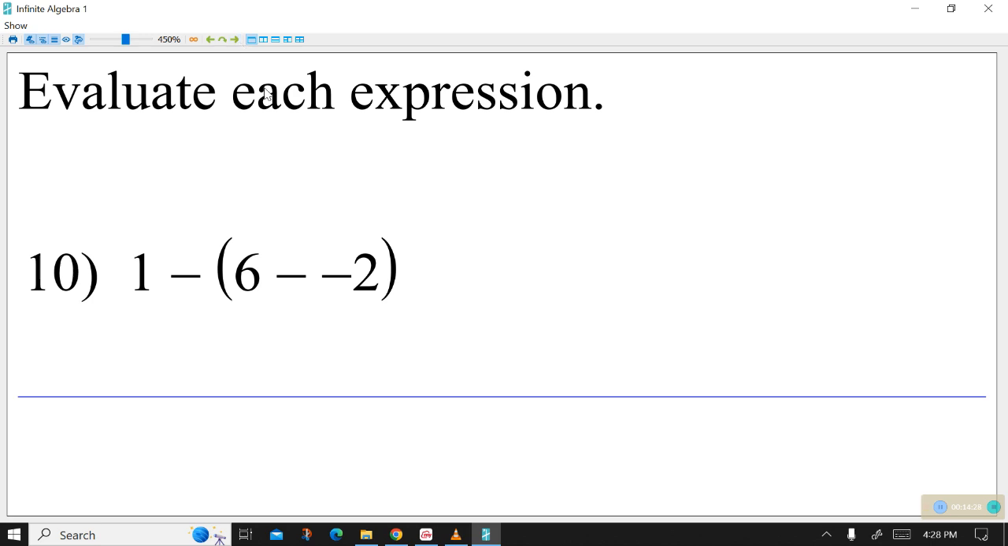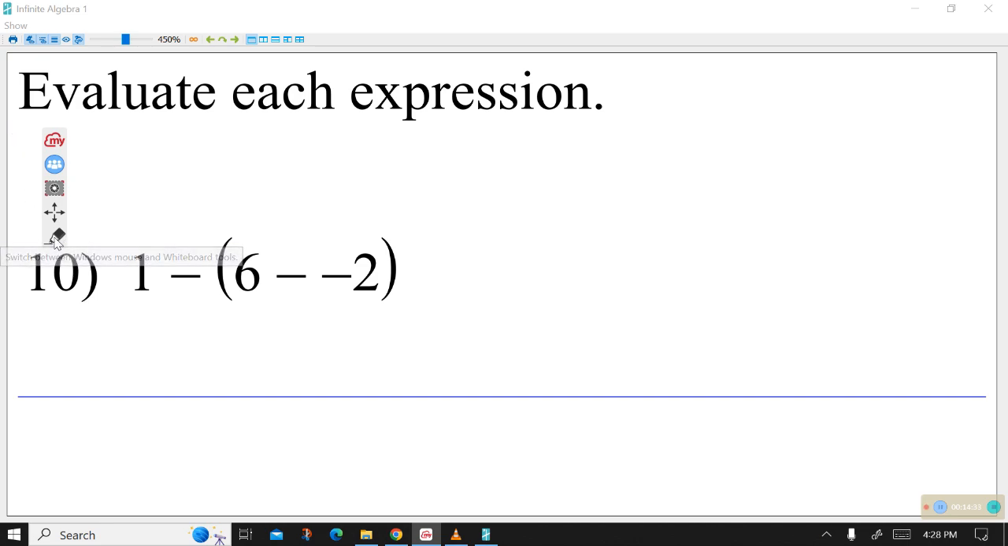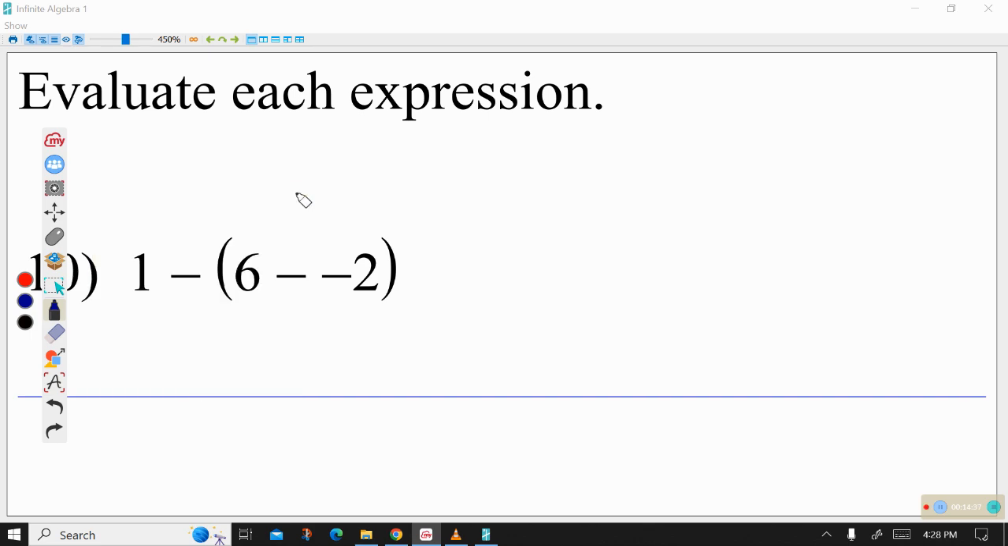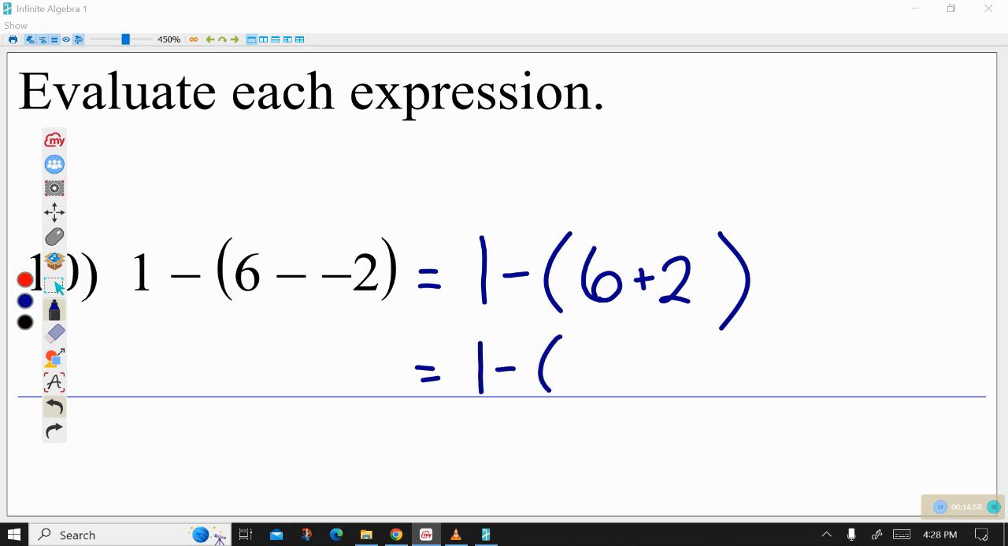All right, number 10 right here. So in this case, we have a double negative, right? We have 1 minus and then parentheses, okay? What we want to remember is that a double negative is a positive. Minus -2 means +2. So again, we deal with what's inside the parentheses first.